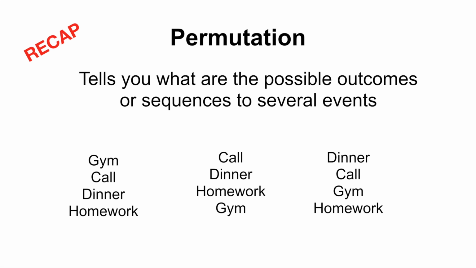So just a quick recap about permutations. Permutations tell you the possible outcomes or the sequence of several events. So here she's got 4 events that she has to do, and she could put them in whatever order she wants, right? So she could go to the gym first, as we can see here on the left, she could call home, then dinner, then homework, or she could choose to call home first, then dinner, homework, gym, etc. So they're asking us how many possible combinations can she have.